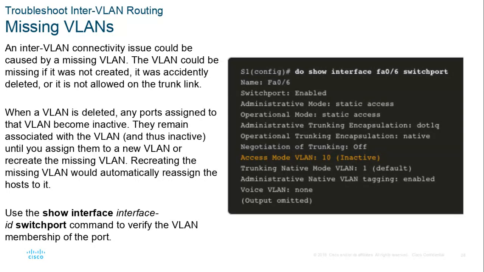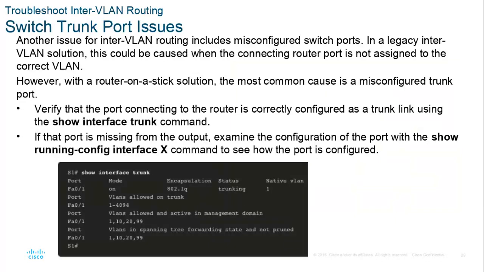So we can type the command show interface. In this example, FastEthernet 0/6 switch port, and that'll show us, well, yes, it's an access port, but look, that access mode VLAN 10 that it was assigned to is inactive because maybe that VLAN was accidentally deleted. And the fix for this in this slide would be to recreate VLAN 10.